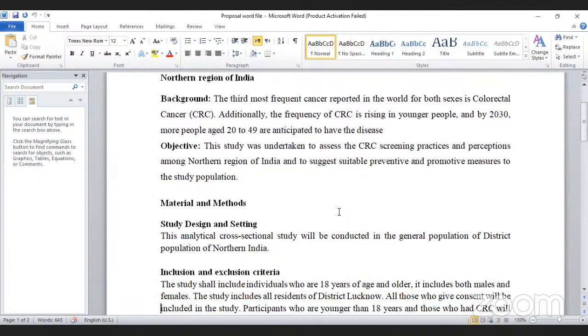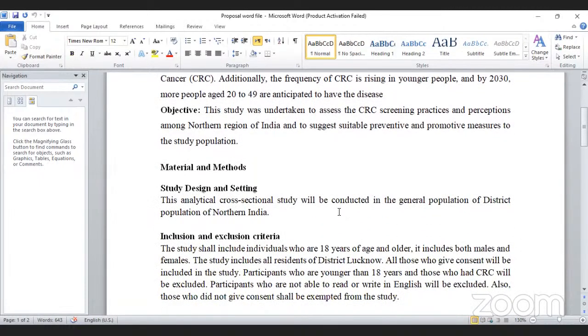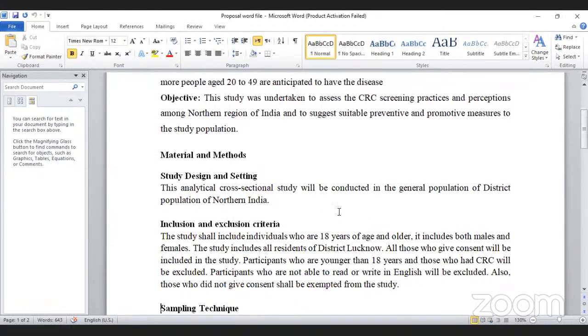Then this is the material and methods. This analytical cross-sectional study will be conducted in the general population. Basically, I want to take district Lucknow, sir, because northern India will be a bit big. So district Lucknow of northern India, and this is the inclusion and exclusion criteria.